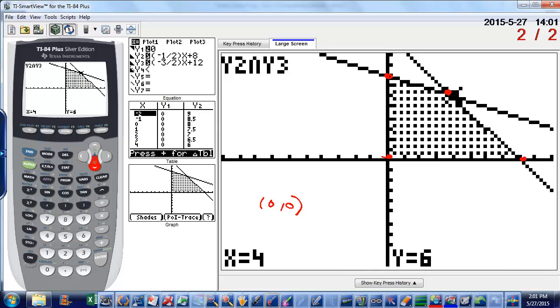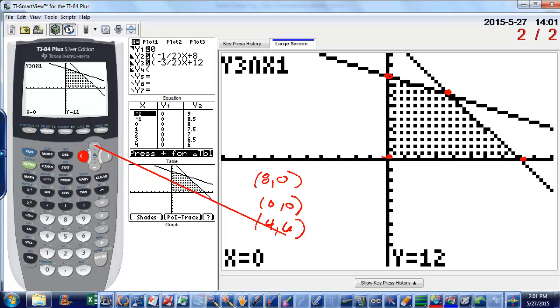It's telling me that point of intersection is 4, 6. So nothing's happening when I hit the up arrow. Oh, there we go. I went down to this one, which is 8, 0. And one more. 0, 0, we got that one. See, I'm hitting left, I'm hitting right, I'm hitting up, I'm hitting down. Trying to get it to bounce over to this one. There it is.